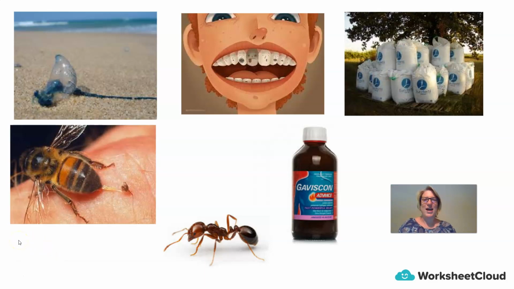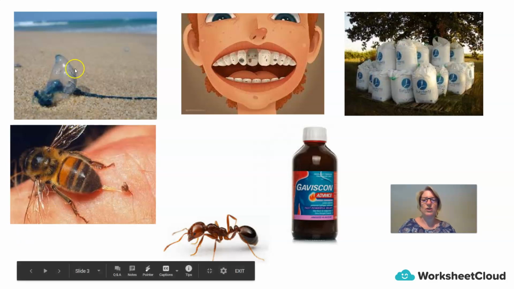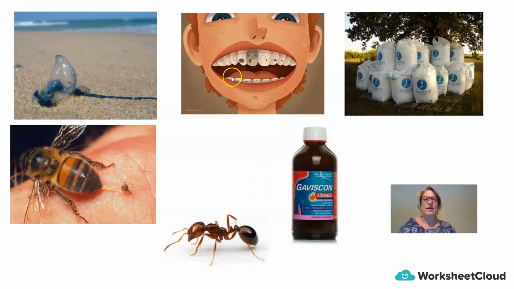So I would like you to have a look at each of these pictures. And as we go through them, I want you to see and think about how they could each be related. So here we have a blue bottle. Here we have a bee. Here we have a picture with someone with plaque on their teeth. Here we have an ant. Here we have Gaviscon. It's known as an antacid, and here we have some fertilizer.